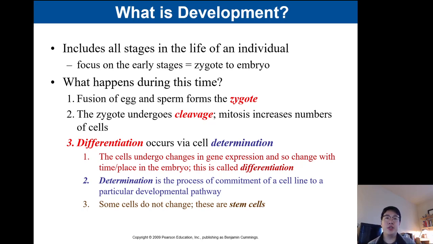And determination is the process of the commitment of the cell line to a particular developmental pathway. So it could be a neurological cell. And the cells that do not change, again, these are what we call the embryonic stem cells. There are two different types of stem cells. The one that we're talking about is embryonic. The other one is the adult form, which we may talk about later.